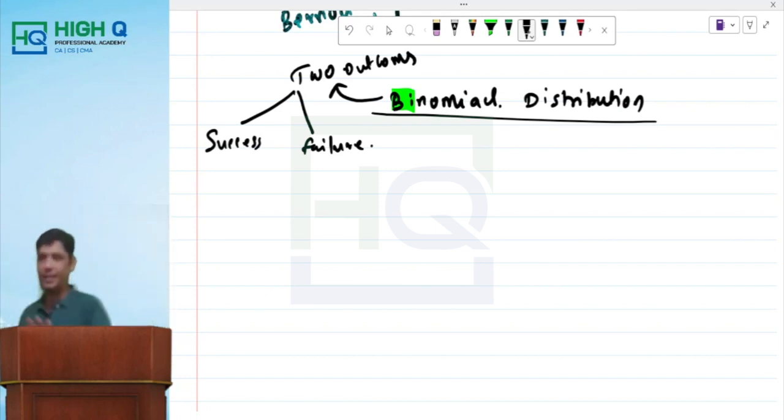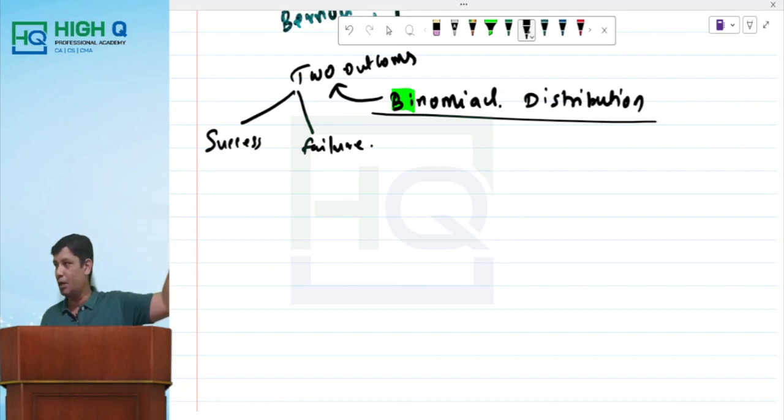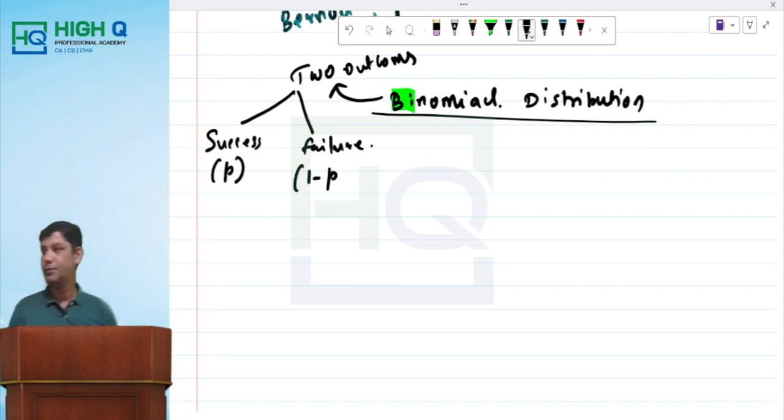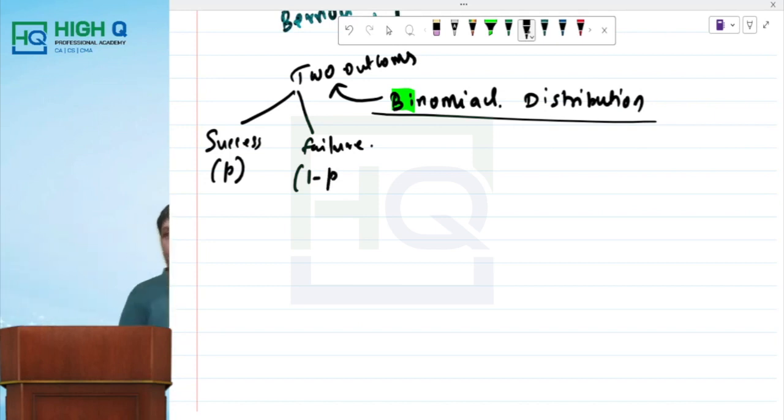So if any favorable outcome is there, we have to consider the unfavorable also. That is what success and failure are. So we are going to deal with success and failure, and the success we always denote as P. So what will be failure, my dear? 1 minus P. If success is P, then failure is 1 minus P.